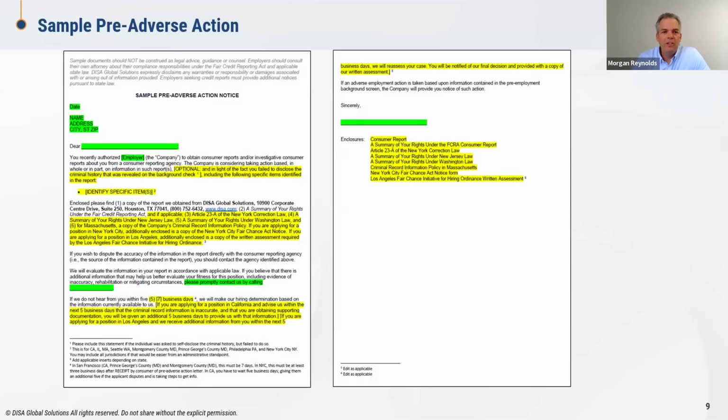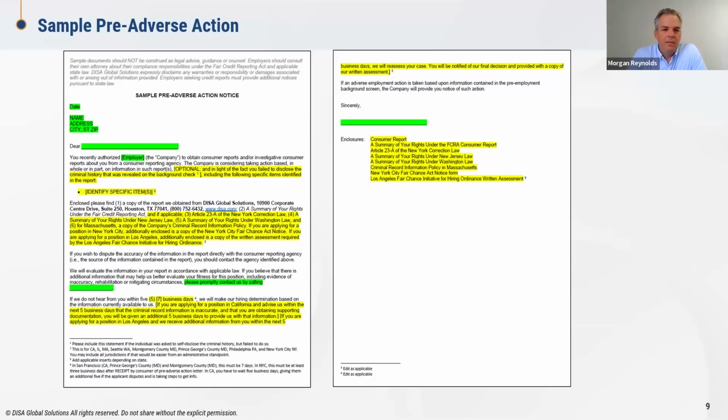And I would highlight to you in the second paragraph, it's highlighted, it says, identify specific items. So this is a best practice where you identify the information on the consumer report, which is impacting the hiring decision, the promotion, all of that we've talked about. So in some states, it is required that you identify. It is a best practice to identify it anyway.